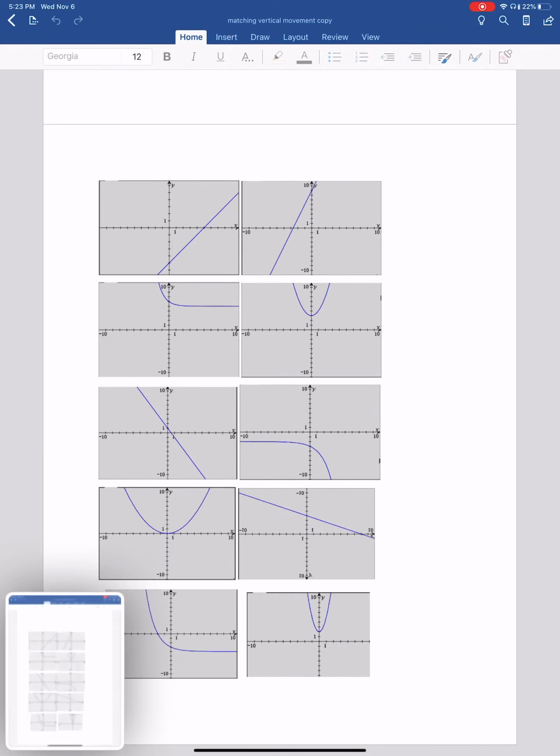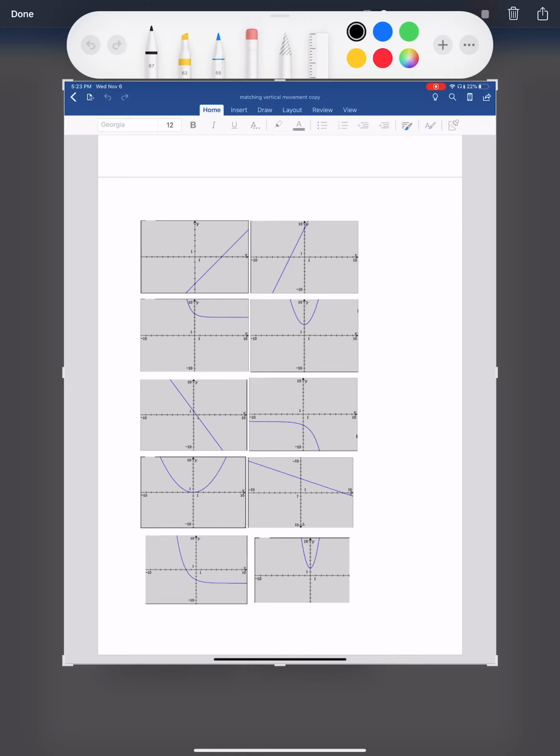I'm gonna take a picture of this and I'm gonna number it as 1, 2, 3, 4, 5. And I'm gonna make this 6, 7, 8, 9, 10. Okay, so you're just gonna number the graph like that.